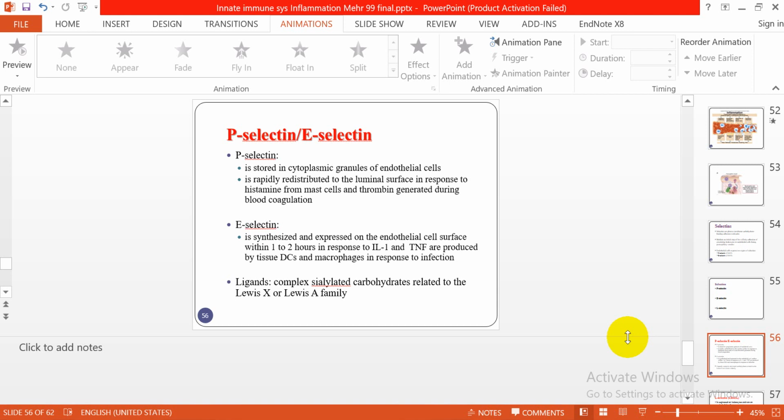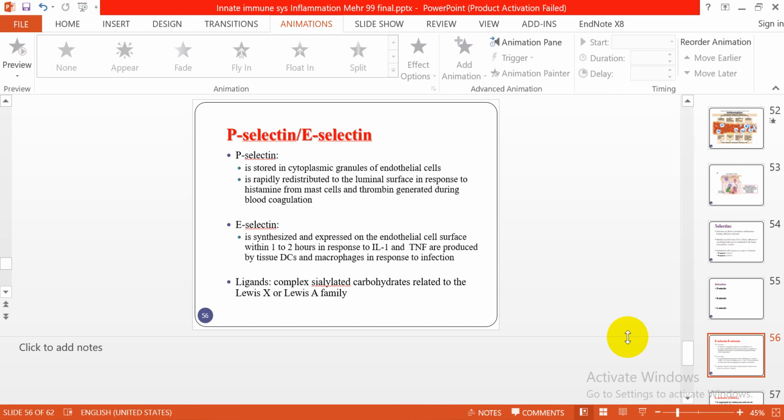E-selectin is not stored, it is synthesized and expressed on the endothelial cell surface within 1 to 2 hours in response to interleukin-1 and TNF, which are produced by tissue dendritic cells or macrophages in response to infection. So the P-selectins are pre-stored, so they rapidly respond at the site of inflammation and are released and expressed on the surface of endothelial cells.